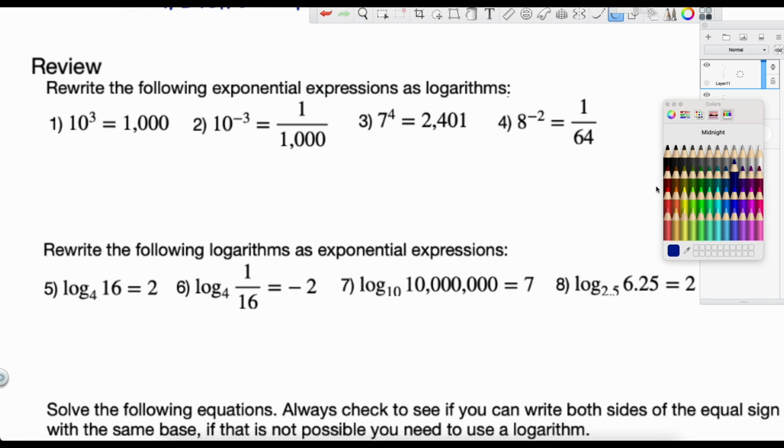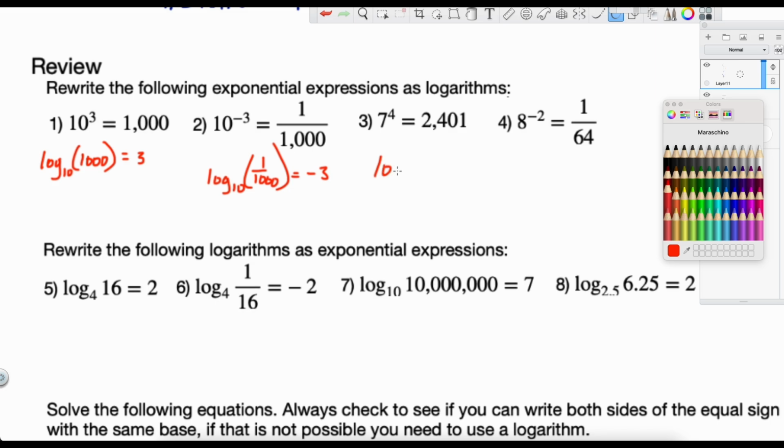Okay, so a couple review problems here. Let's rewrite these exponential expressions as logarithms. So 3 is my exponent, 10 is the base, and this is 1,000 what I get. So if I say log base 10 of 1,000, that would give me the exponent, equal to 3. Log base 10 of 1 over 1,000 equals the exponent -3.